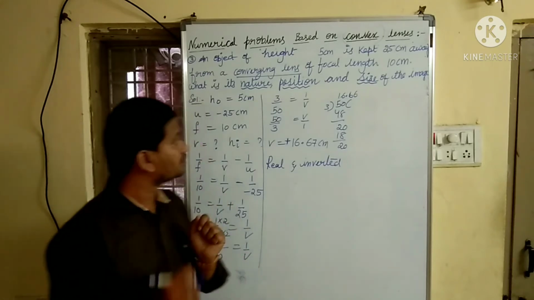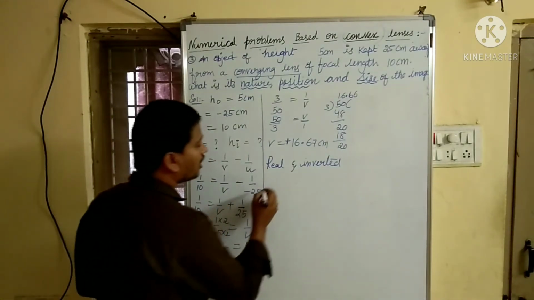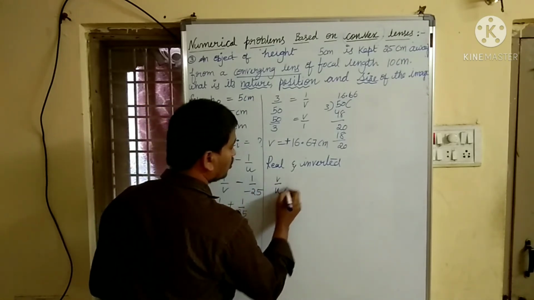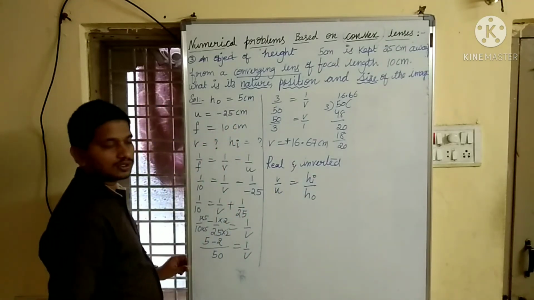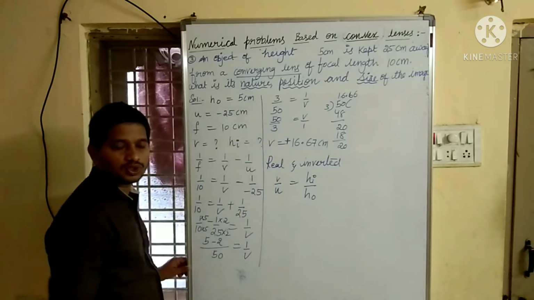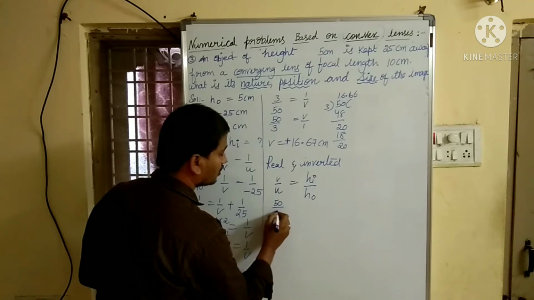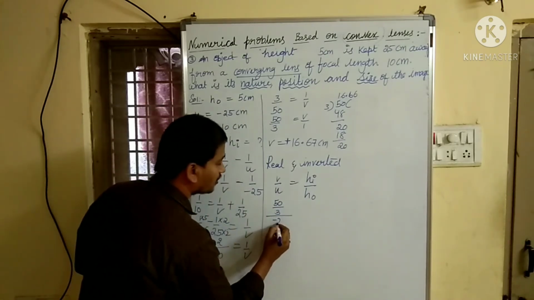real image. Now coming to the size of the image, we have the formula magnification m equal to v by u equal to hi by h naught. So what is the value of v? Let me take 50 by 3 so that the calculation is easy. So v equal to 50 by 3, and what is the value of u? u equal to minus 25.